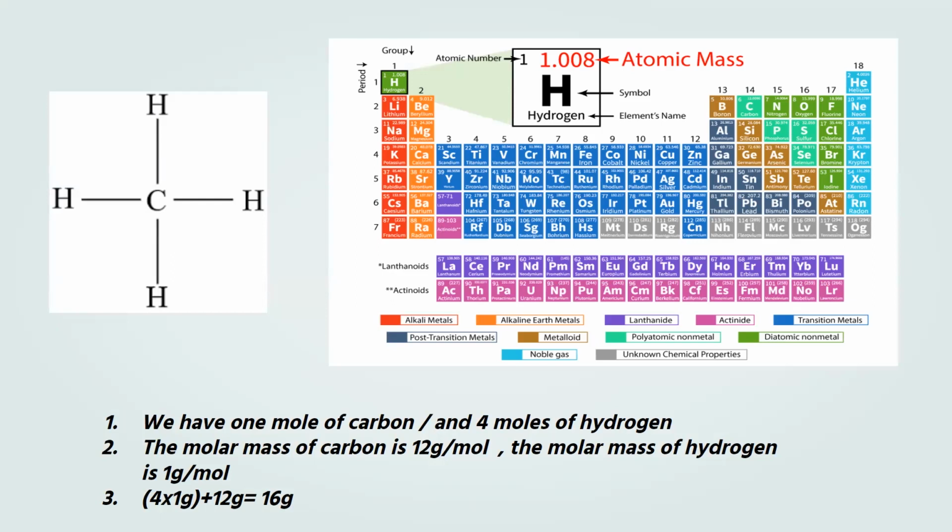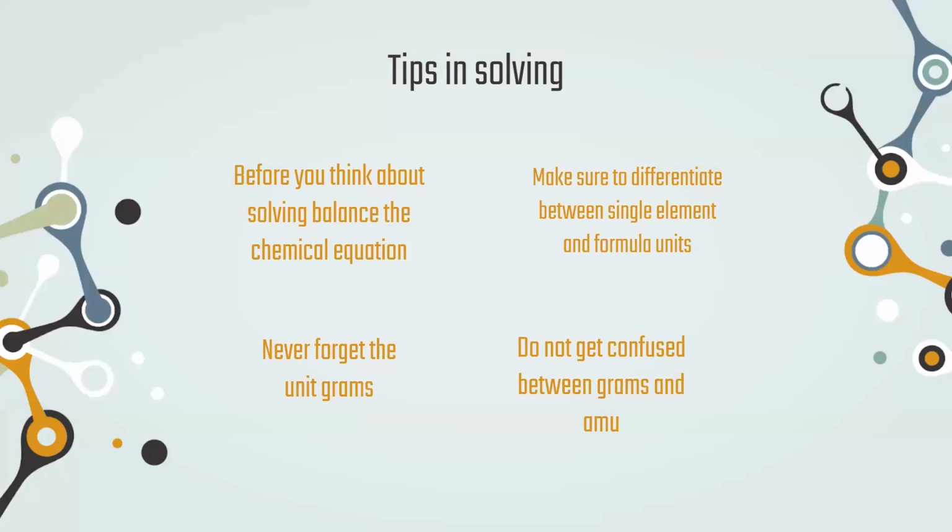Here are quick tips in solving. So first and foremost, before you think about solving, balance the chemical equation. Like we mentioned earlier, it is very, very important to balance the chemical equation before you do anything at all. Because if you begin solving without a balanced chemical equation, you'll get your entire answer wrong.